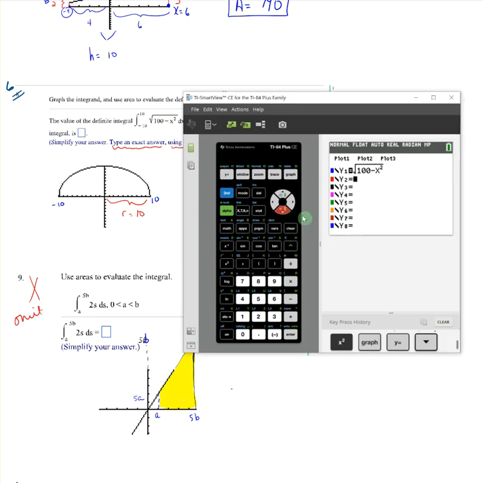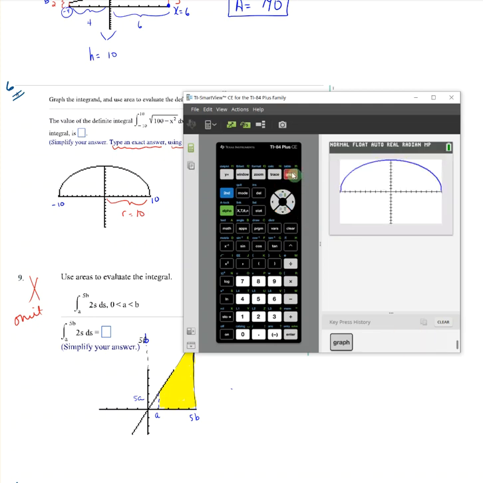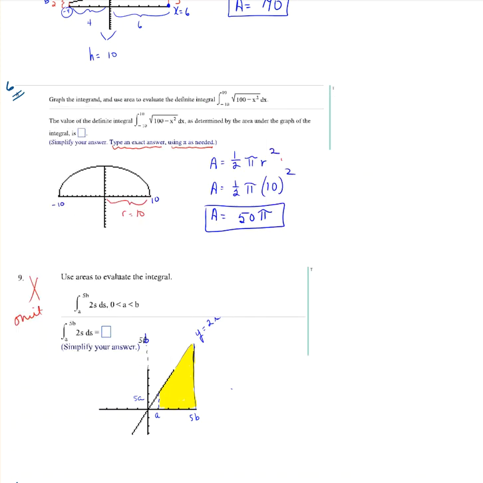I have put in square root of 100 minus x squared, and I hit graph, and we do get something like this. So use your calculator to graph that if that helps you. And then it says the integral is from negative 10 to 10, so I know I'm at negative 10 and 10. That means my radius here is 10 if this were a circle.